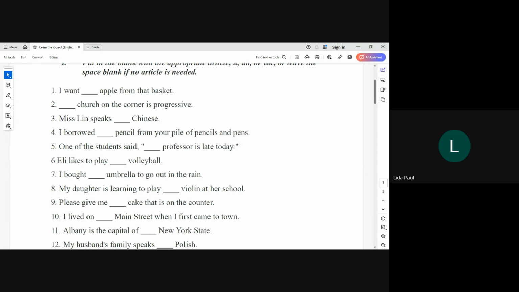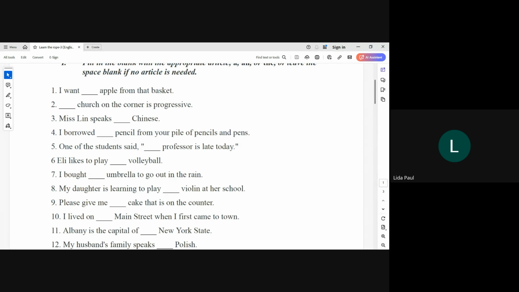If you read, then you wouldn't have a problem. Most of the time, you'll understand where an article is required and where it is not. But if not, then just make a note of these rules. So Miss Lin speaks Chinese, or Miss Lin is Chinese, not Miss Lin is a Chinese. Fourth one, I borrowed dash pencil from your pile of pencils and pens. A pencil. So I borrowed a pencil from your pile of pencils and pens.